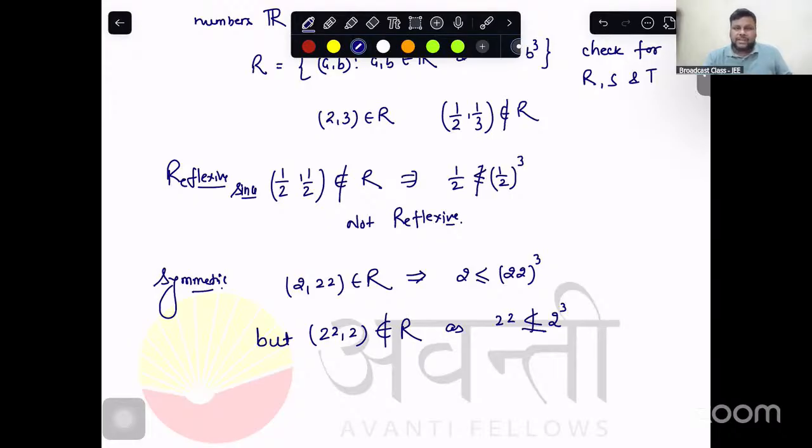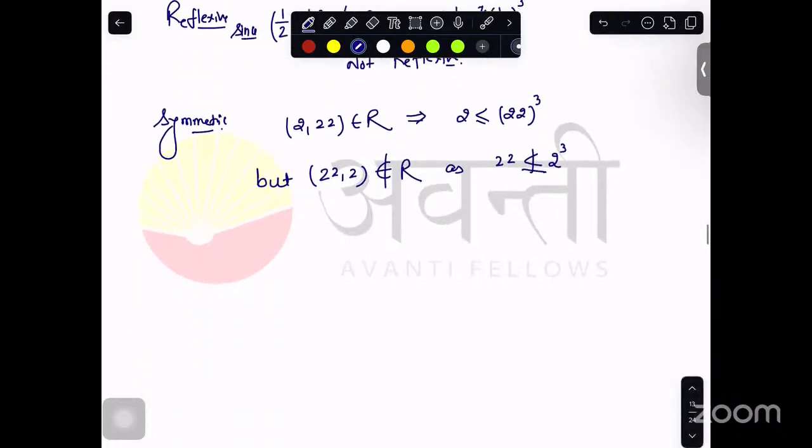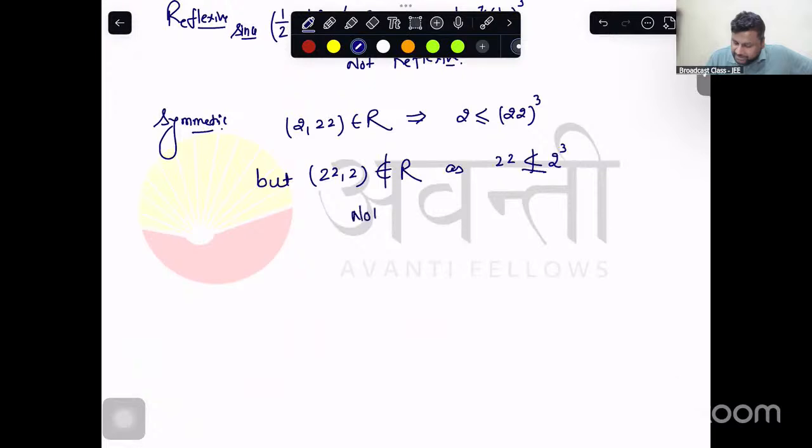Tell me, correct or wrong? Correct. So, not symmetric. Now let's come to transitive.